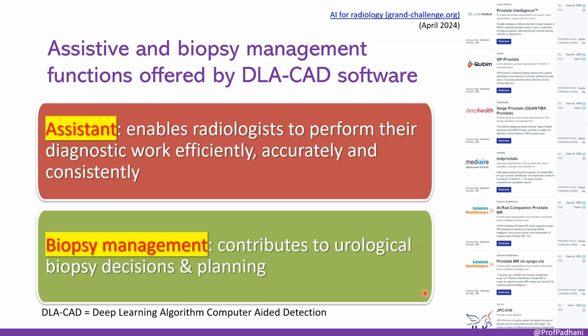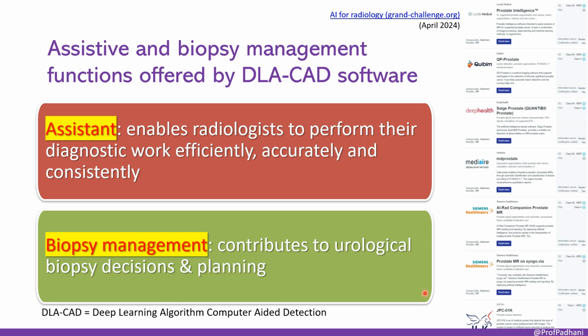Right. The assistant role helping you with efficiency, accuracy, consistency. Things like highlighting, measuring, suggesting scores. Making the reading process smoother, potentially more standardized. Exactly. And the second role, biopsy management, providing segmentations or coordinates that directly feed into your biopsy decisions or fusion systems. Streamlining that part of the workflow.